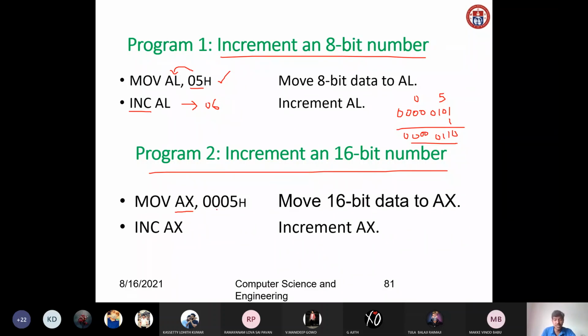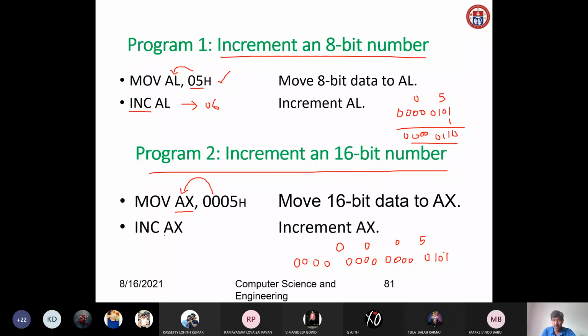Here I am moving the 16-bit data into AX, so 0005 will be moved into AX. Converted into binary, it is 0000 0000 0000 0101.